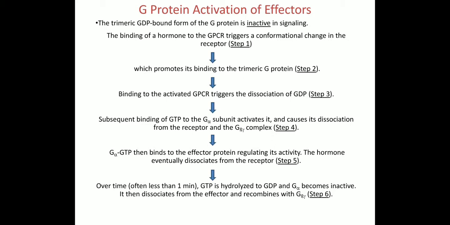In other cases, proteins called regulators of G protein signaling accelerate the GTP hydrolysis by the G alpha subunits, reducing the time during which the effector remains activated.